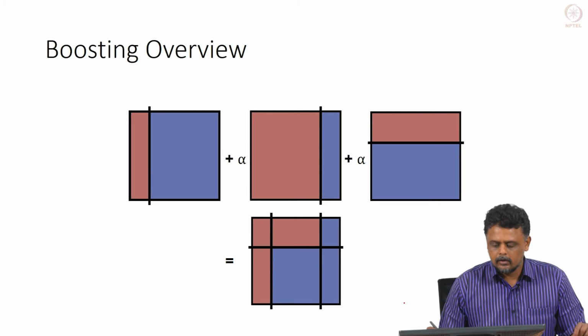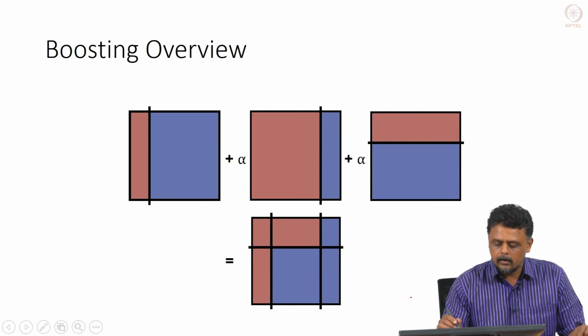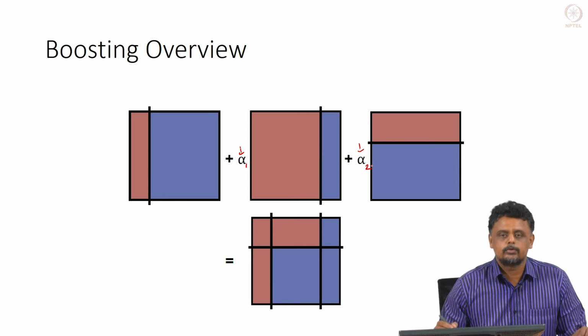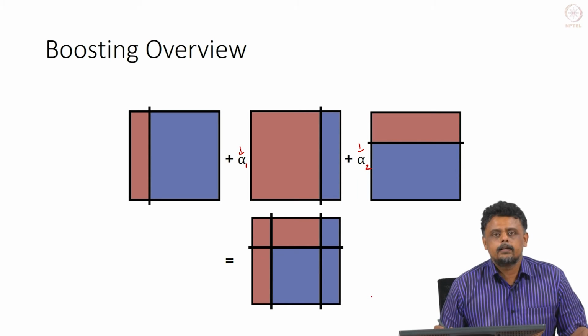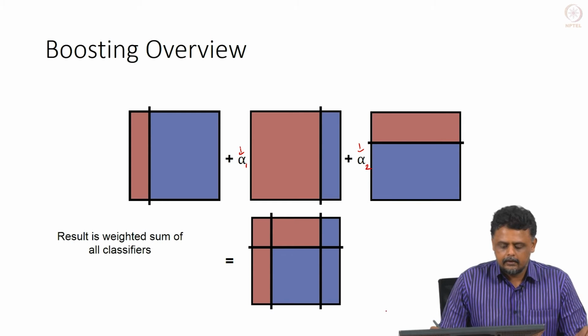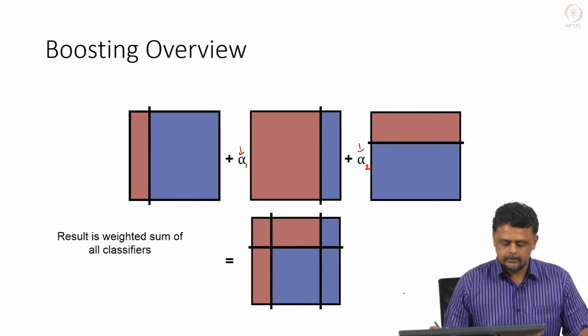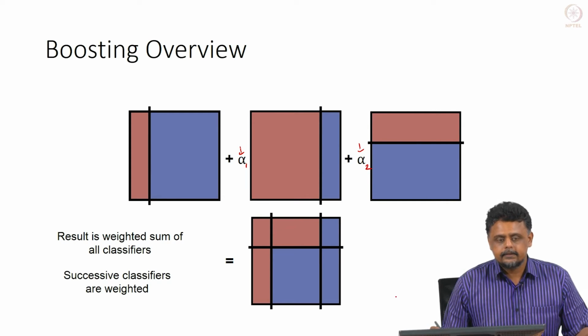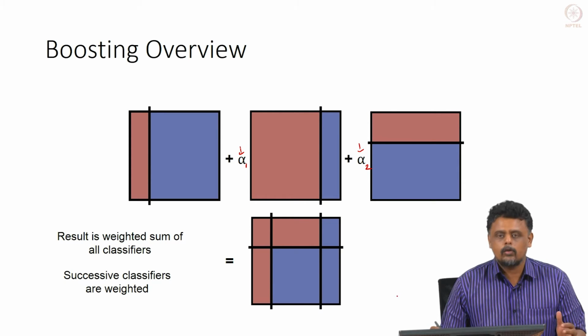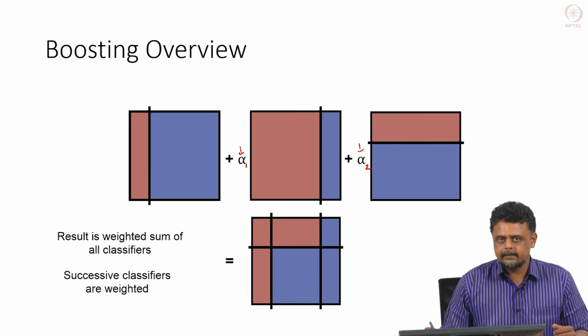Okay. In order to improve this, since they are prone to overfit, you typically have a weighting factor, alpha. This will be different for each one of them, so we will call this alpha 1, alpha 2, and so on to get you a final decision boundary. So, the result of boosting is a weighted sum of all classifiers, and successive classifiers are weighted according to some scheme which we will see in the later slides.